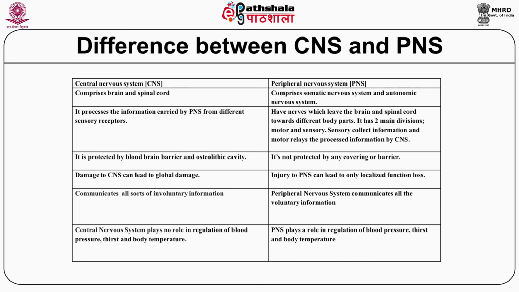The central nervous system communicates only involuntary information, while the peripheral nervous system communicates both voluntary and involuntary information. The central nervous system plays no role in the regulation of blood pressure, thirst or body temperature, while the peripheral nervous system regulates blood pressure, thirst and body temperature.